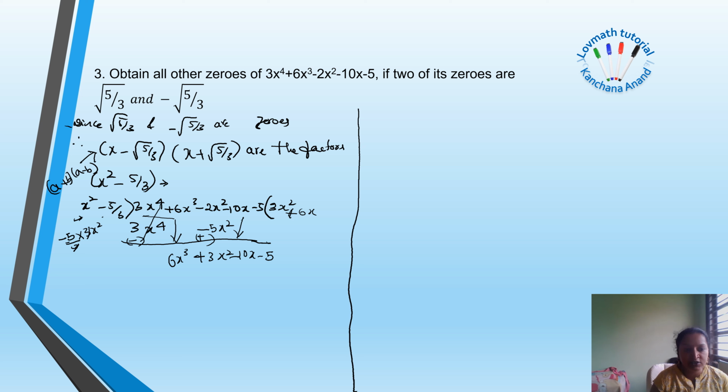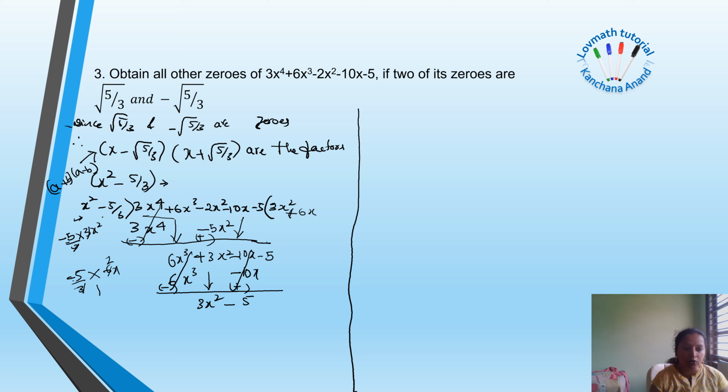So 6x into x square is 6x cube, and here minus 5 by 3 into 6x is, 3 ones are 3 and 3 twos are 6, that means minus 5 into 2x is minus 10x. Now let us subtract this. Here plus 6x cube and minus 6x cube get cancelled. We'll write 3x square as it is. And here also minus 10x and plus 10x get cancelled. And the remaining minus 5 we'll write as it is.